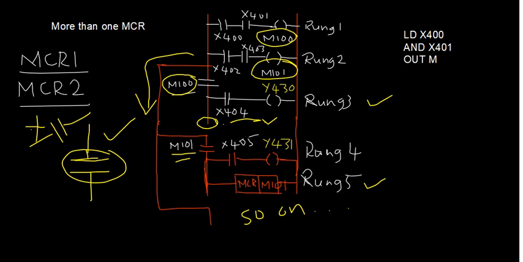Now again the second rung, when you come to the second rung, you have LD X402, then you have AND X403, then you have one more OUT M101, OUT M101. These are the simple instructions which we are already familiar with.